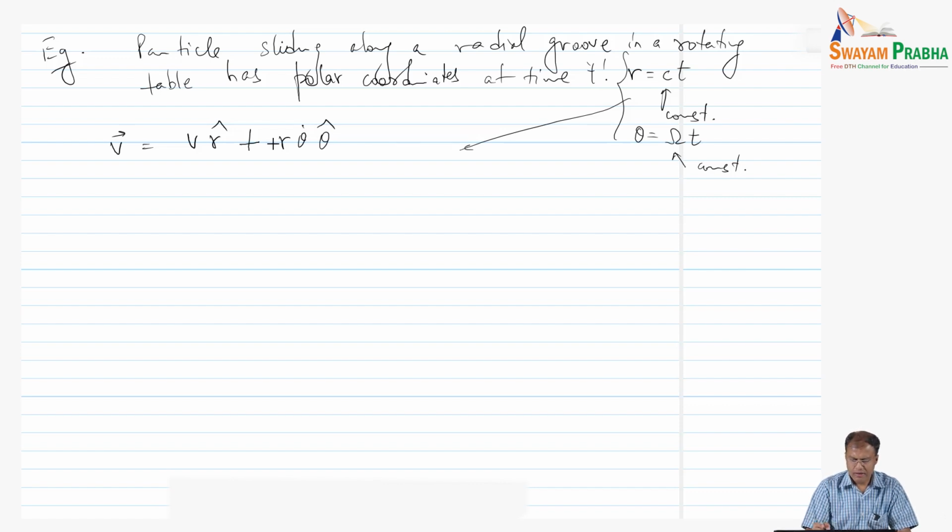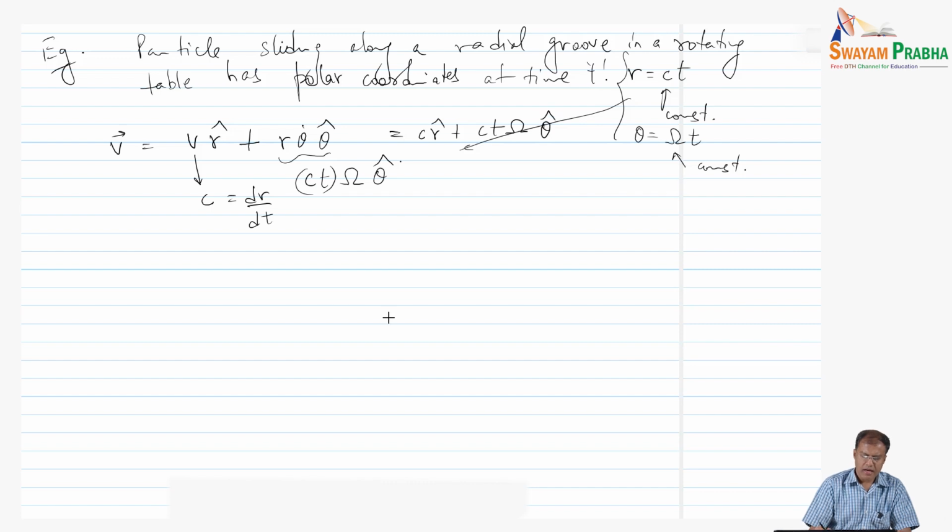And we see that v is dr dt, so this is nothing but c. And then theta dot we can quickly differentiate. We get that this is equal to c times t times omega theta hat. Which means that my velocity comes out to be c r hat plus c t omega times theta hat. And again from here, to find acceleration we need to plug everything into the formula.